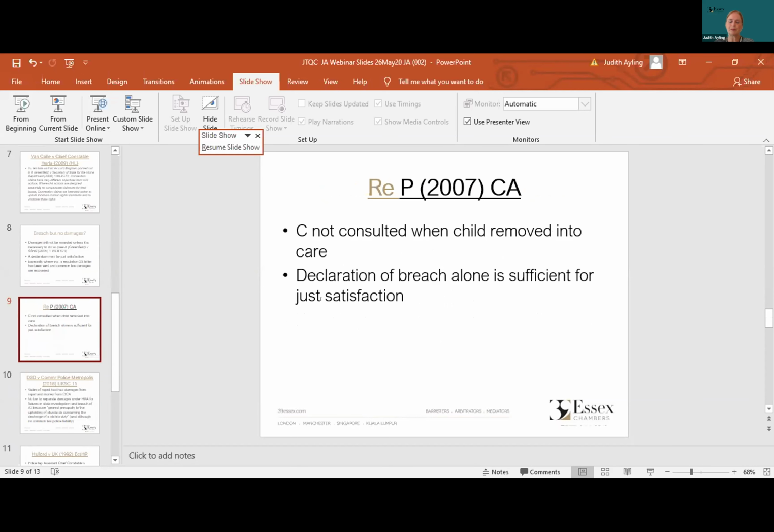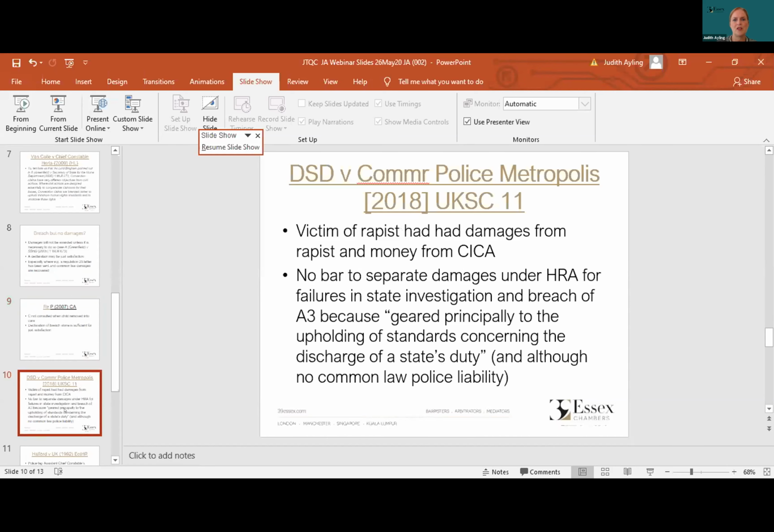Now, just looking swiftly at two further cases. So DSD and Commissioner of Police for the Metropolis, this is one of the John Warboys awful rape cases. Now here, just so that you're aware of this line of authority, the victims of John Warboys had damages from John Warboys himself, and also money from the CICA, but that wasn't a bar to separate damages under the Human Rights Act because the police's failures in investigation had been so egregious that it was necessary to make the police pay damages under the Human Rights Act in order that standards be upheld.